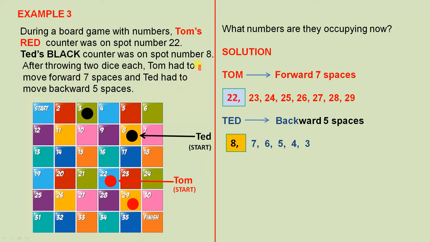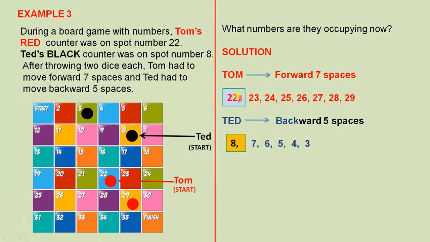After throwing 2 dice each, Tom had to move forward 7 spaces and Ted had to move backward 5 spaces. So, let's start off with Tom. He threw 2 dice, added all the numbers up, and he had to move forward 7 spaces. So there's Tom here, see? So let's go forward 7 spaces. So we're counting on. So we're going in this direction. 1, 2, 3, 4, 5, 6, 7. So there he is. He ends up at 29.